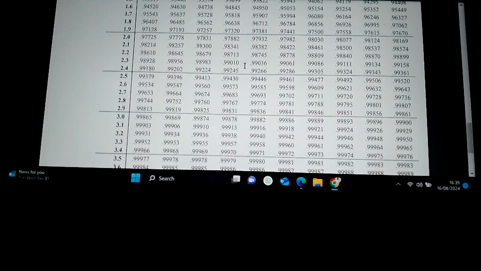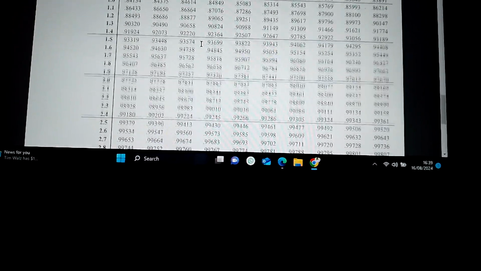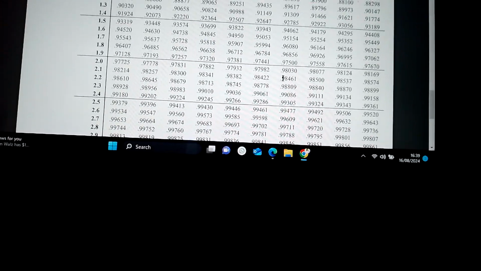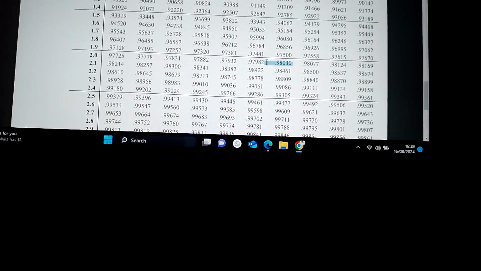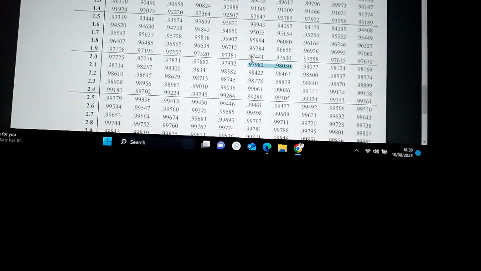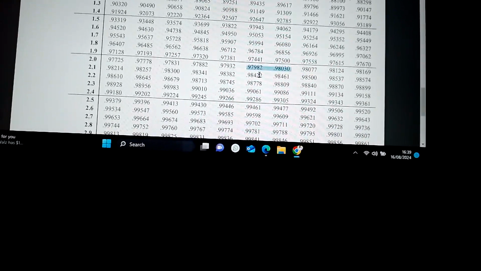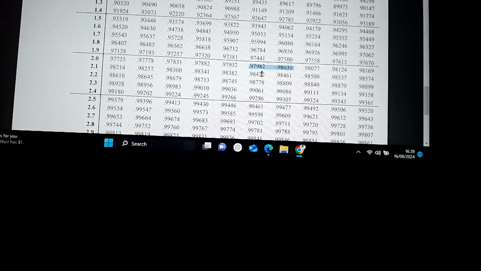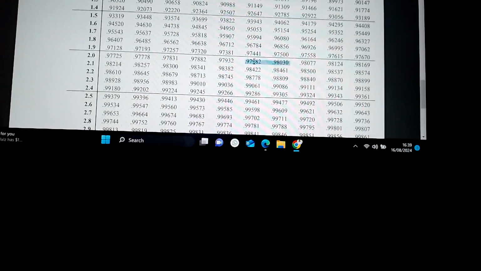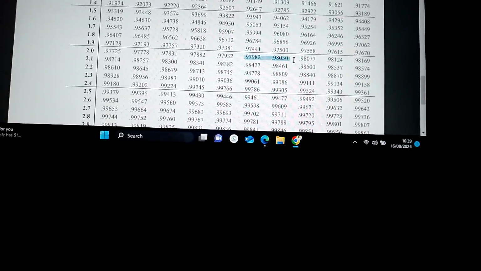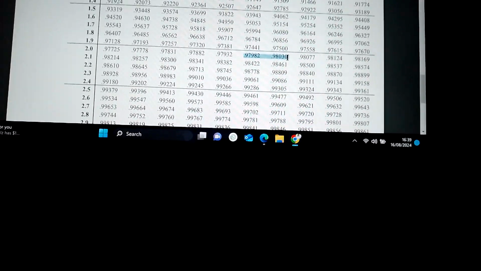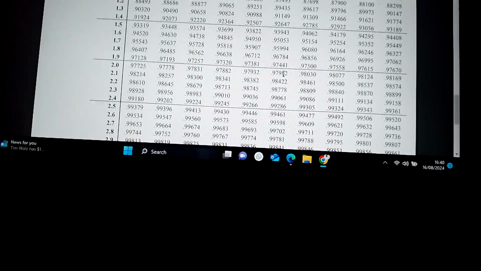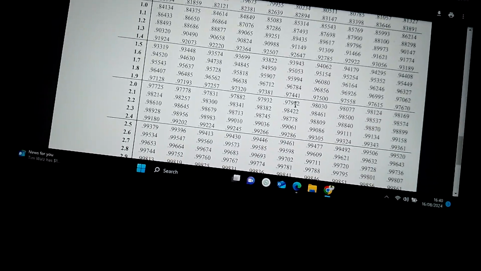So 0.98, the inverse of 0.98, the closest inverse we have. Now you are stuck between these two values, right? But then you realize which of them is very close to 0.98. That would be the first one. Though this one is greater than 0.98 by like 0.003, and this one by like 0.001, so we'll go with this one. This one has a value of 2.05, right?